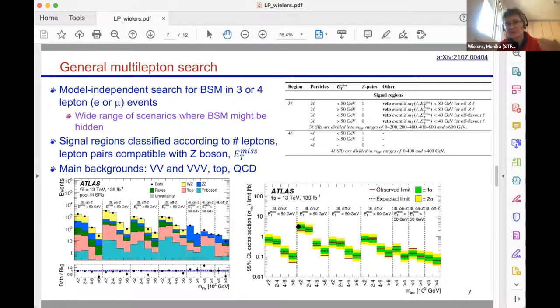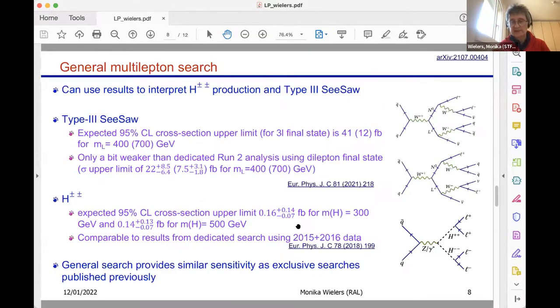Now you might ask, how do these general multi-lepton searches compare with looking at more exclusive final states? And this I try to summarize in this slide here. So now I'm going back to the type 3 seesaw model. Using the multi-lepton search, by looking in a 3-lepton final state, I can extract that my cross-section limit is 41 femtobarn for a 400 GeV heavy lepton and 12 femtobarn for a 700 GeV one. If I now look at one of our publications where we looked just at a dilepton final state, the limit was 22 femtobarn for a 400 GeV heavy lepton and 7.5 for a 700 GeV one. So you see the results are of a comparable level.